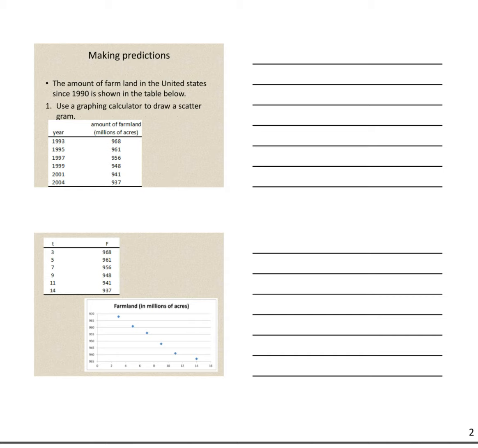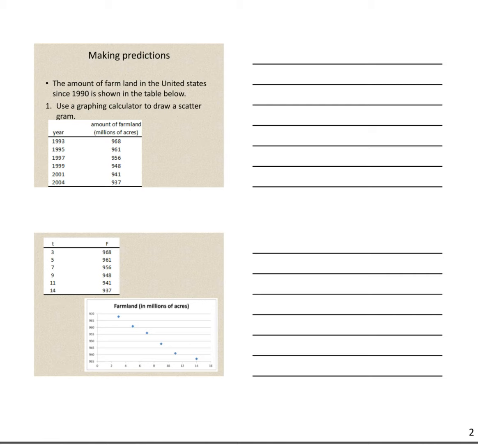Making predictions. The amount of farmland in the United States since 1990 is shown in the table below. Use a graphing calculator to draw a scattergram. So we have the year 1993, 1995, 1997, 1999, 2001, and 2004. And we have the amount of farmland in millions of acres: 968, 961, 956, 948, 941, and 937.